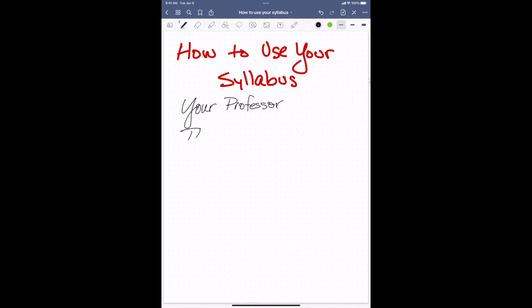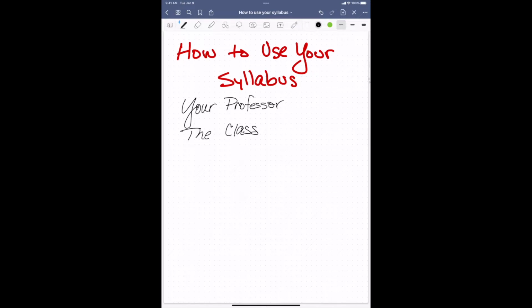The next thing that's given on the syllabus is information about the class itself. There's usually a general description. So what is the class about? Are there any hints given to your professor's approach? Are there any particular course learning objectives listed?